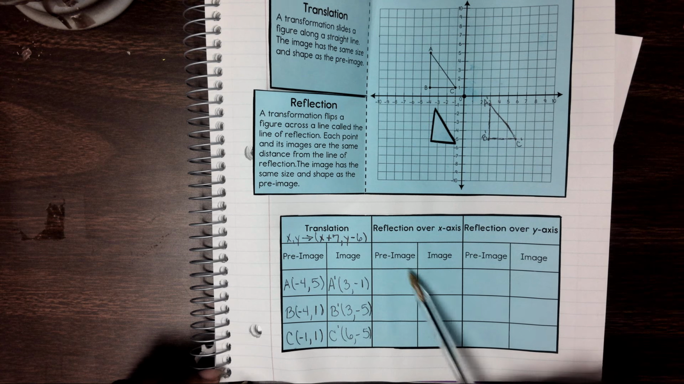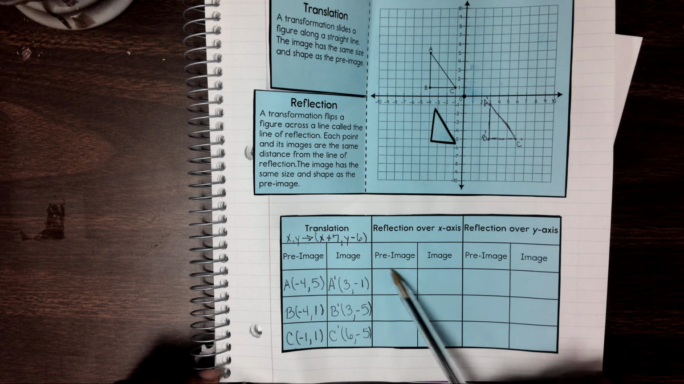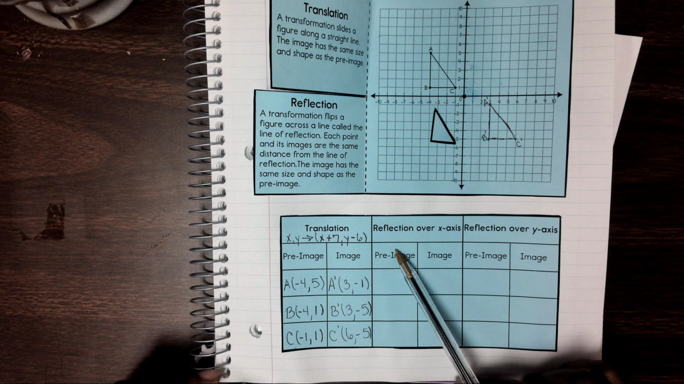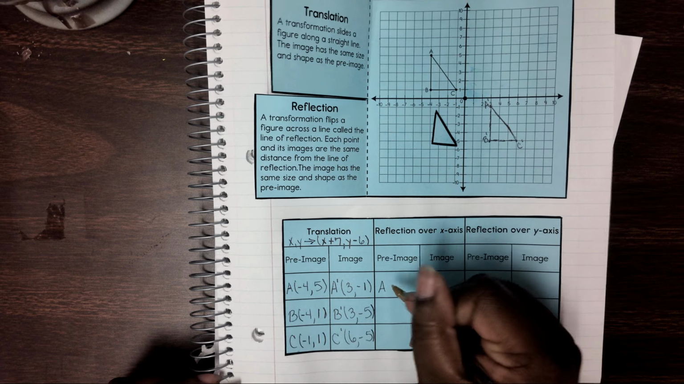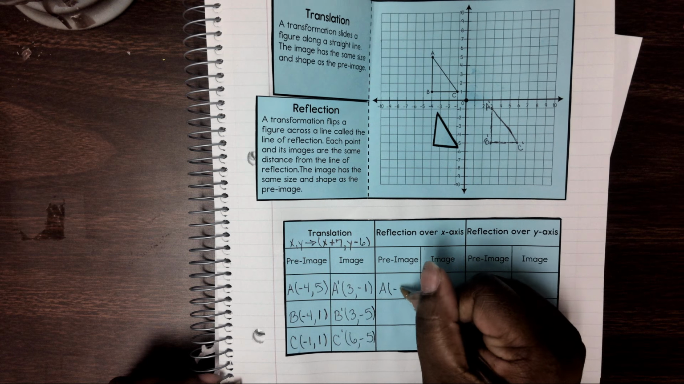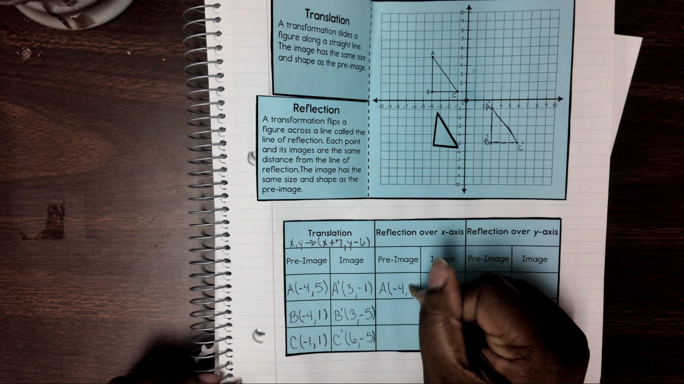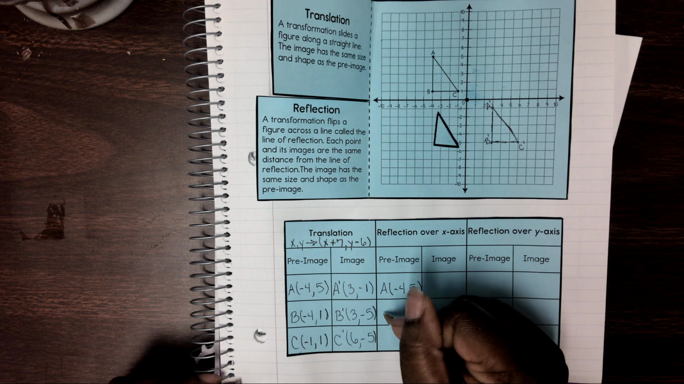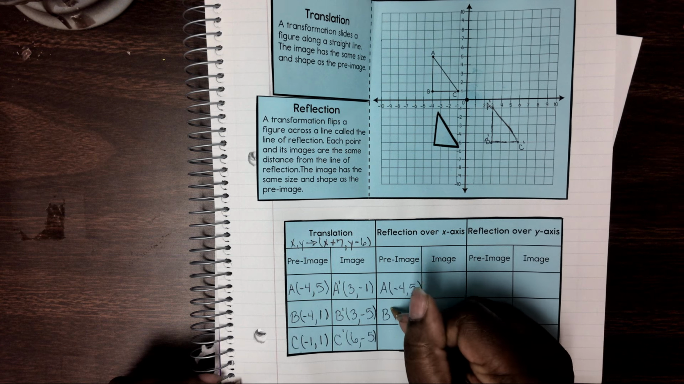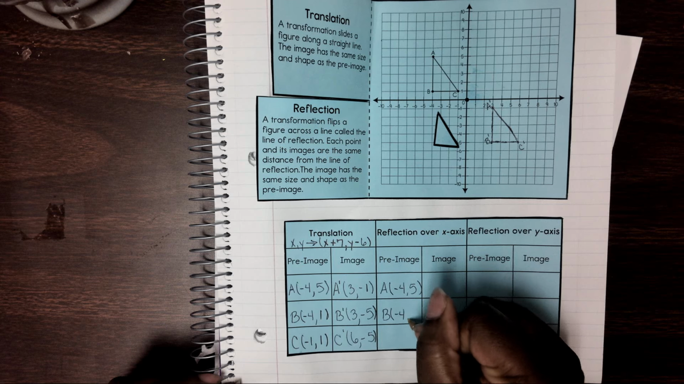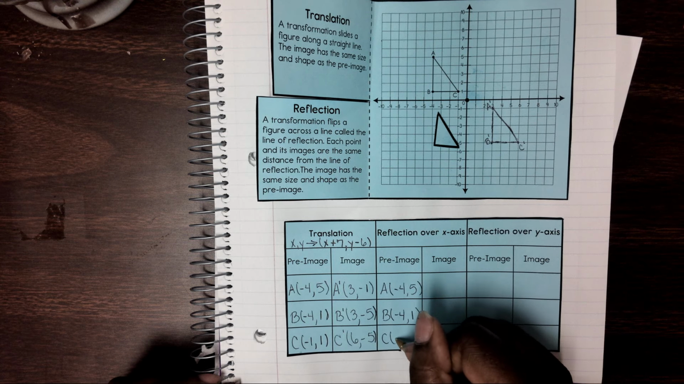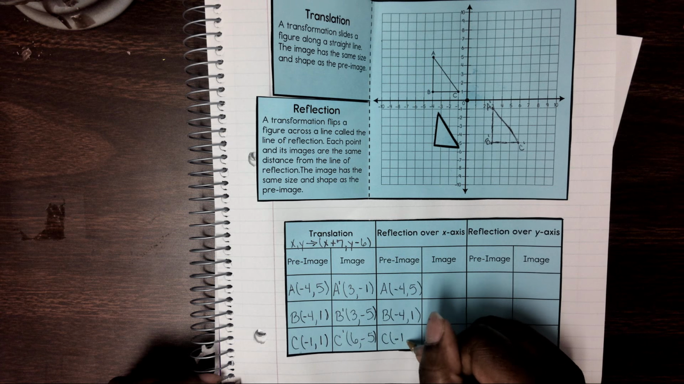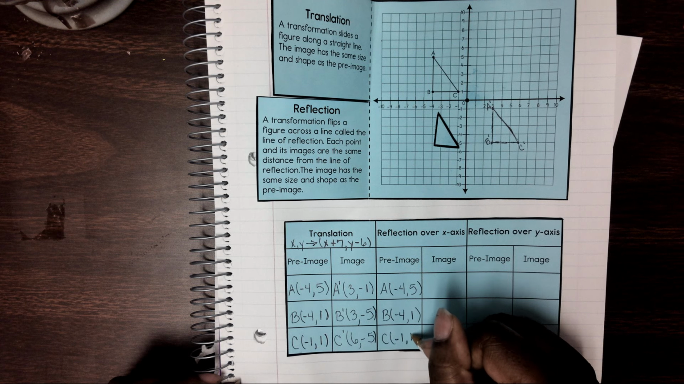And again, pre-image means our original figure, our original image. So I'm going to write A: -4, comma, 5. B with a -4, comma, 1. C is a -1, 1.